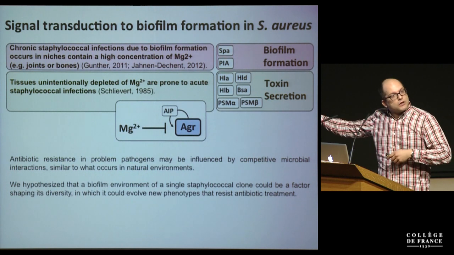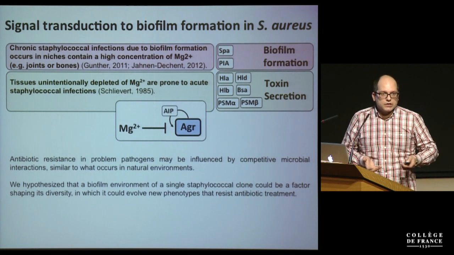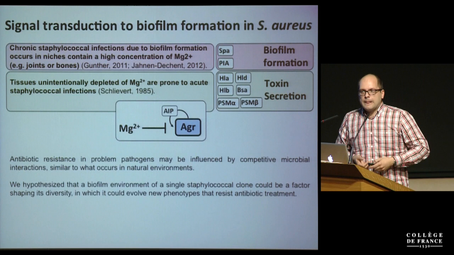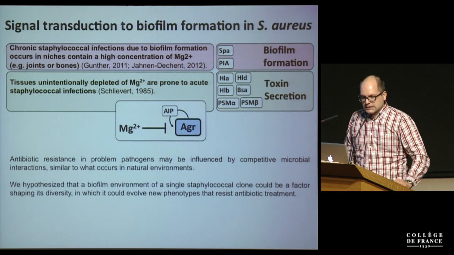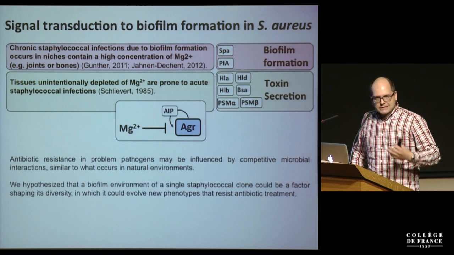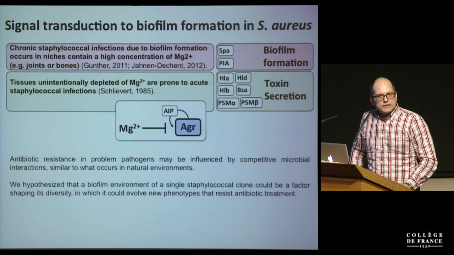On the other side, there were other papers saying that tissues that were unintentionally depleted of magnesium were developing acute infections. There was one interesting case in the 80s in the United States, where a company commercialized a new brand of tampons that accidentally sequestered magnesium from the tissues, and that generated a lot of infections in women in the United States, and it caused a lot of deaths.